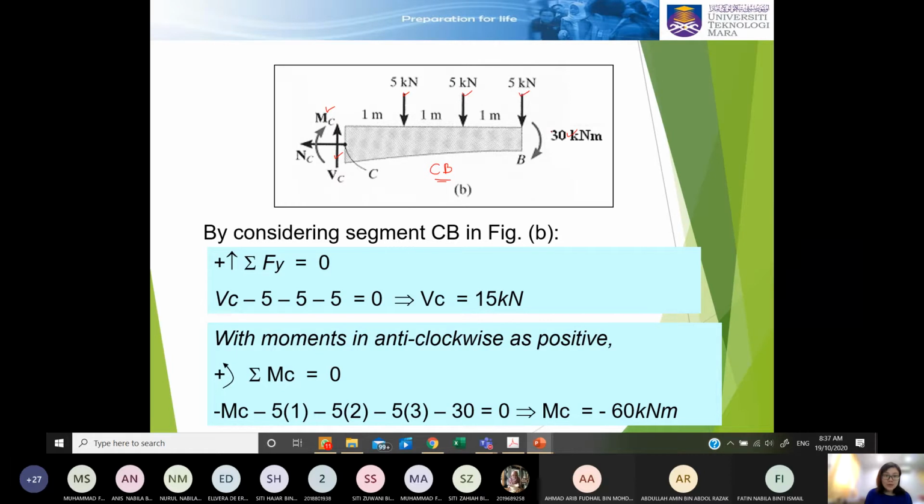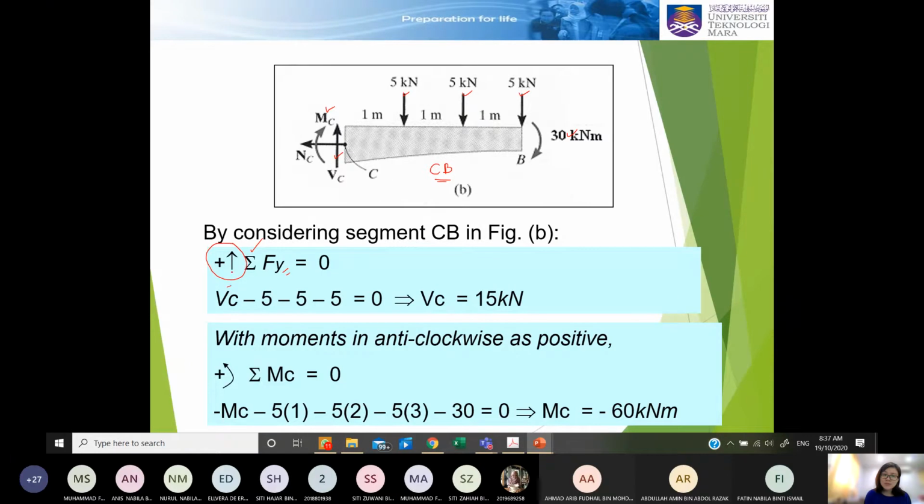Okay, then you can start. You can use summation Fx, Fy, Mc. But in the beam, if there is no horizontal force, normally we will use Fy and also summation moment. If you look at this summation Fy equal to 0, you need to gather all the vertical forces. So there will be Vc, following these assumptions here.